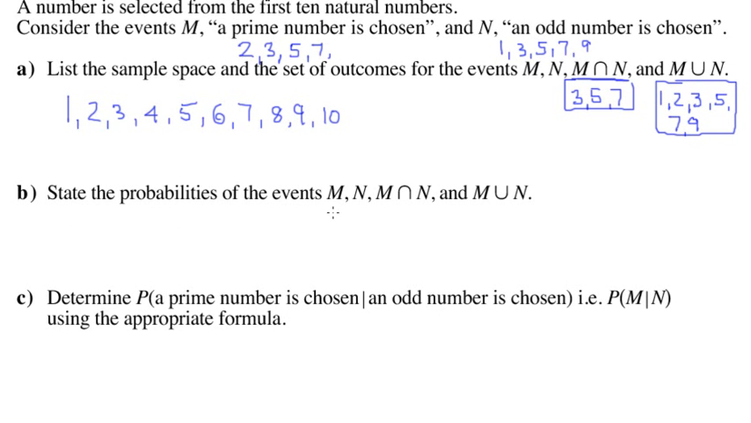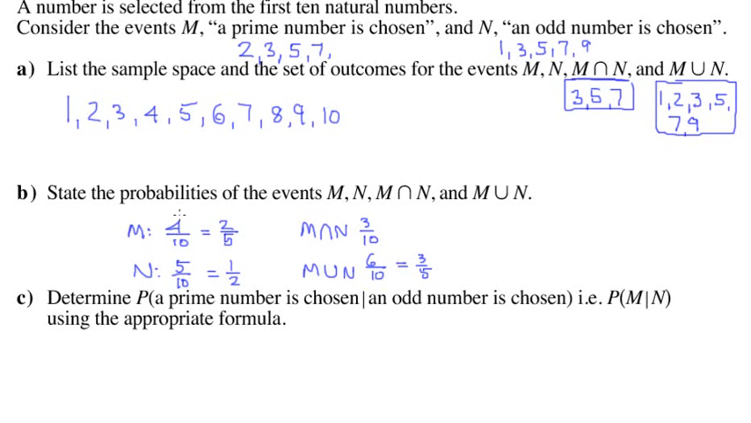State the probabilities of the events. Okay. Well, event m happens 4 times out of 10. And of course we expect you to reduce that. Event n happens 1, 2, 3, 4, 5 times out of 10. Reduce it. M and n happens 3 times out of 10. Can't be reduced. And m or n happens 1, 2, 3, 4, 5, 6 times out of 10, which is 3 times out of 5. So there's all our probabilities.